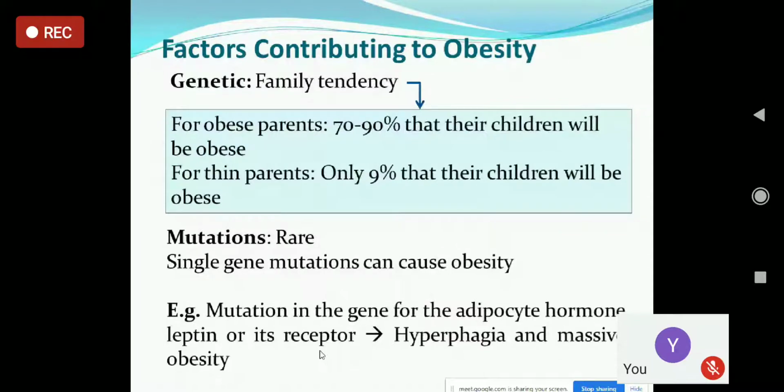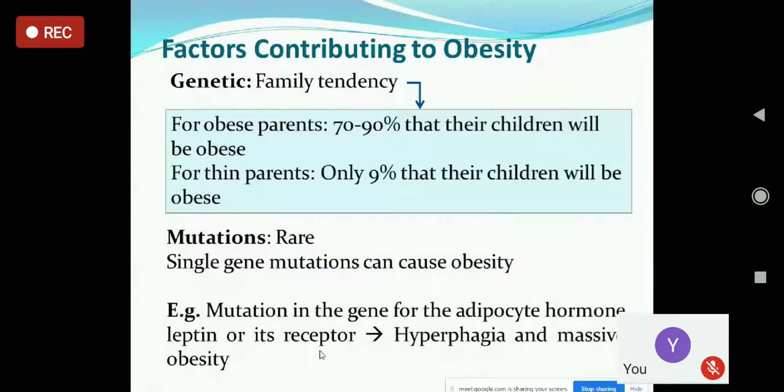There are different factors that contribute to obesity, even though most people believe that obesity is a result of uncontrolled eating. There is some evidence that genetic mechanisms also play a role in determining your body weight. For obese parents, there is a 70 to 90% chance that their children will be obese as well, and for thin parents, only a 9% chance.